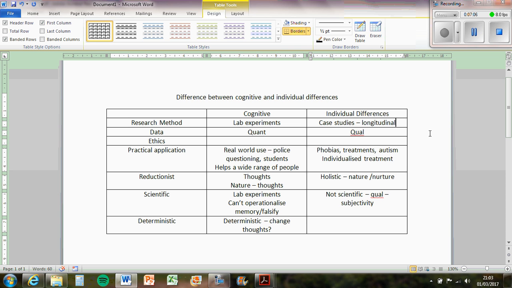You can talk about cognitive being very scientific, but then individual differences not being very scientific. So there's quite a few things there that you could have spoken about. If you have a look at the mark schemes for that type of question, maybe not between cognitive and individual differences, but between maybe two of the other approaches, the mark scheme will be the same for each question. It'll give you some examples of what you could put on it. So have a look at that and see what they actually say. I'll see if I can find it right now and put it on the end of this.